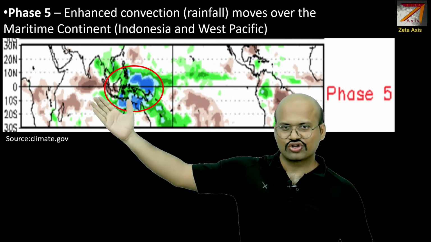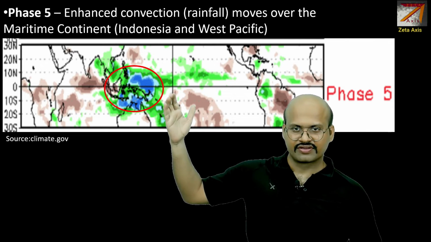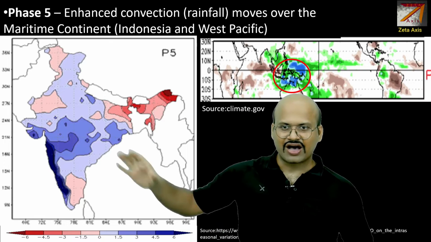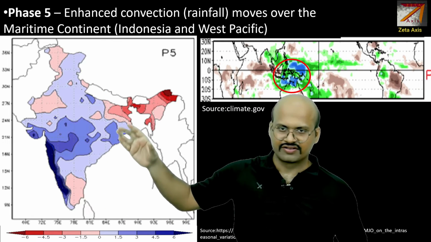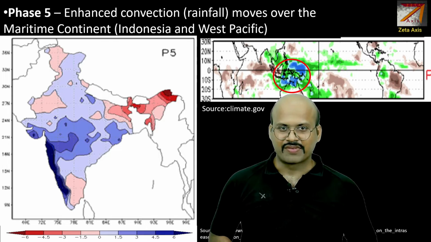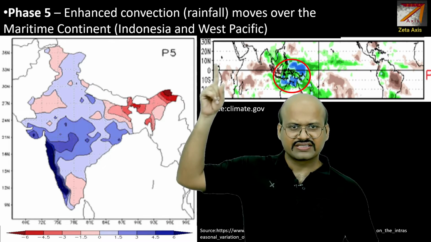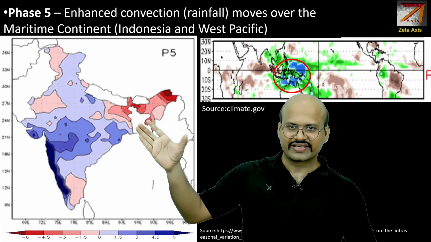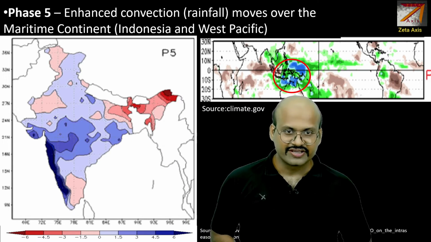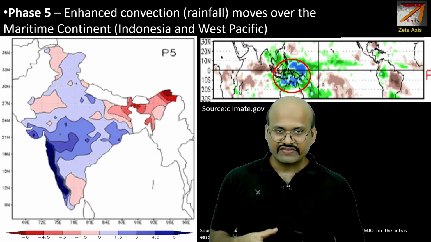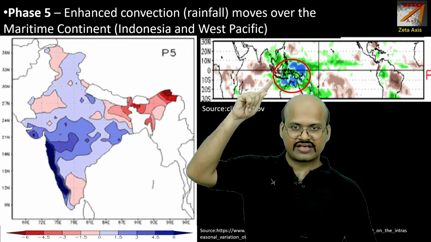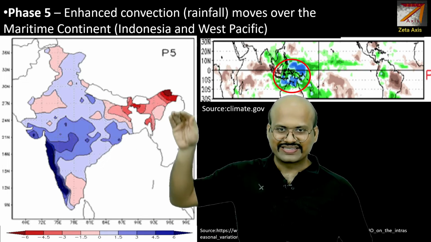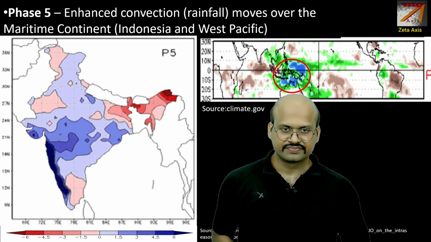Now this MJO further moves away and it moves into the Western Pacific region. And now we can see that all over India, there is an increase in the amount of rainfall. There is some enhanced part over the Bay of Bengal, and we see that there is some decrease. It occurs because in the enhanced part, the air will move towards the center, and therefore the air will move away from our Indian subcontinent. Therefore, there is some decrease in rainfall over here.